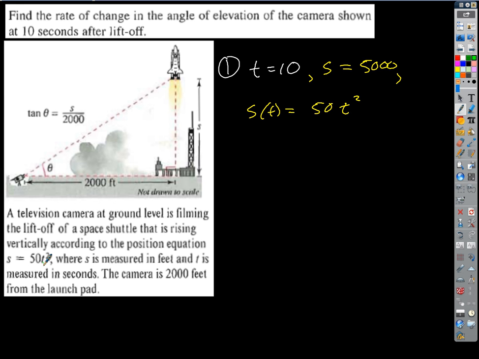So v of t is just s dot, now we can call it, right? The derivative of s with respect to time, okay? Well, that's an easy derivative to take. What is the derivative of 50t squared with respect to t? 100t, okay? So at our snapshot then, what is the value of s dot?